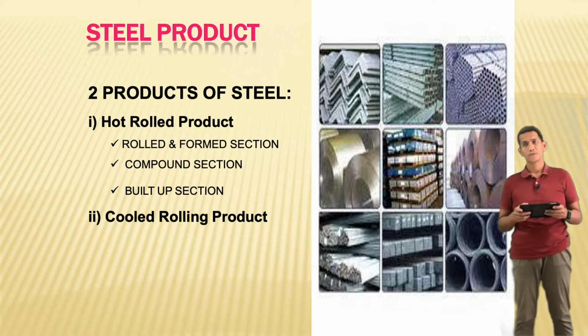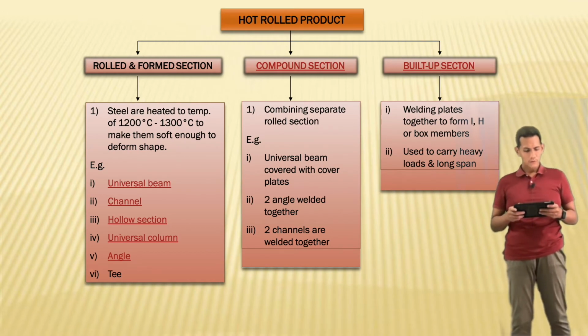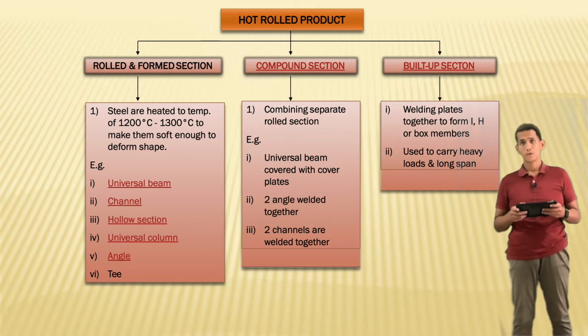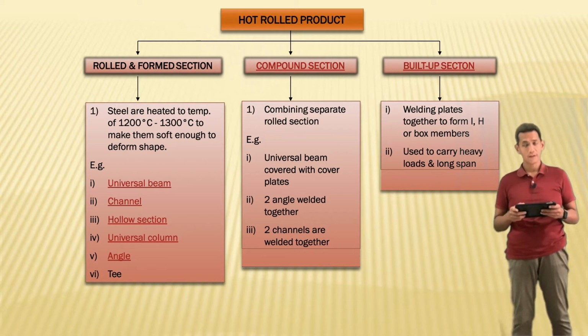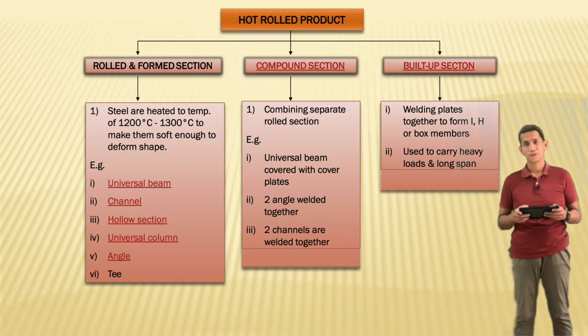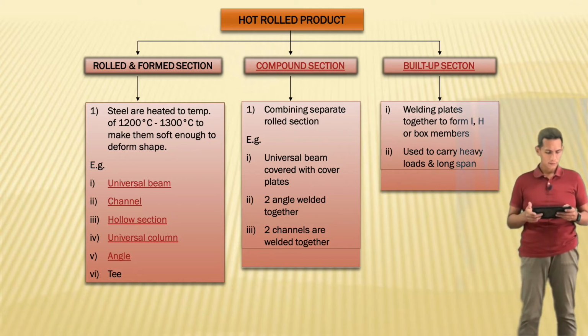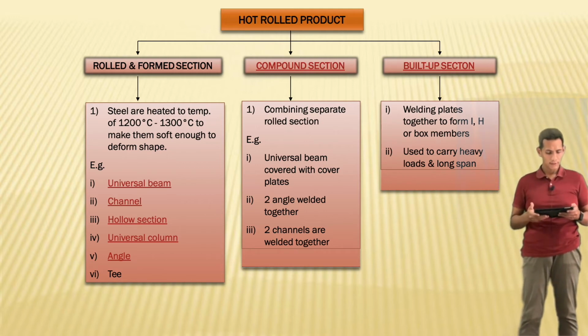Roll and form section, compound section, build up section, as shown in the figure and in the slide. So for roll form section, the steel is heated to a temperature of about 1200 degrees Celsius to make it soft enough to deform and shape. For example, universal beam, channel, hollow section, universal column, angle, and T.